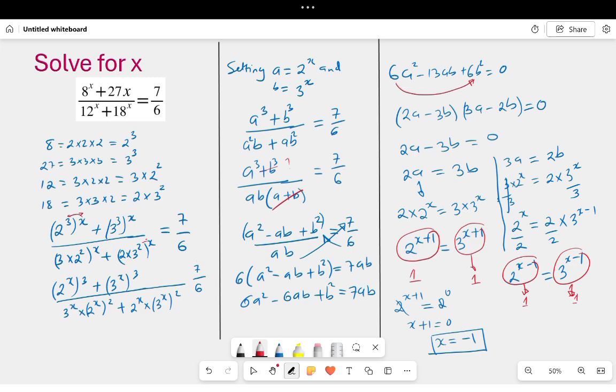So we're going to say 2 to power x minus 1 will be equal to 1, which is just the same as 2 to power x minus 1 is equal to 2 to power 0. Okay, so therefore we are going to say x minus 1 is equal to 0 and x will be equal to 1. That is our other solution. So the solutions for x are -1 and 1.